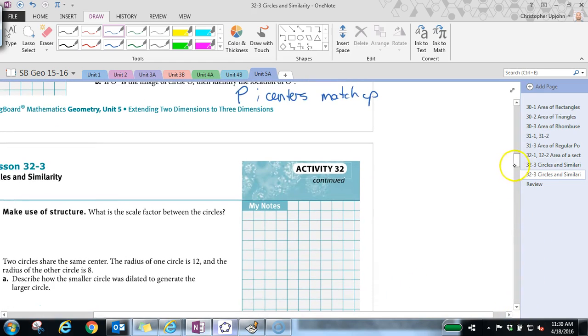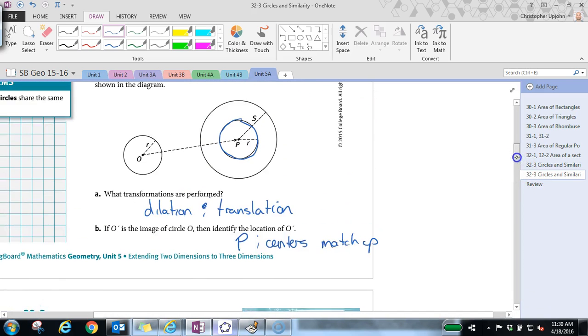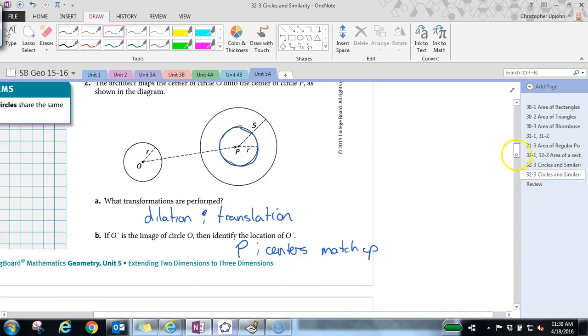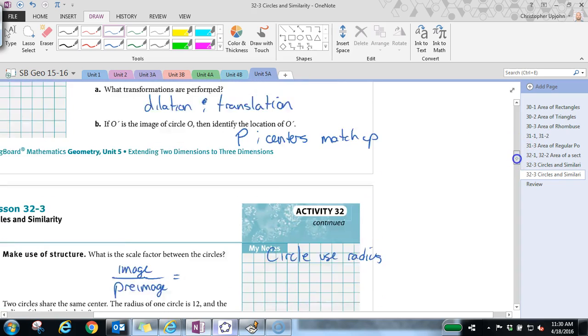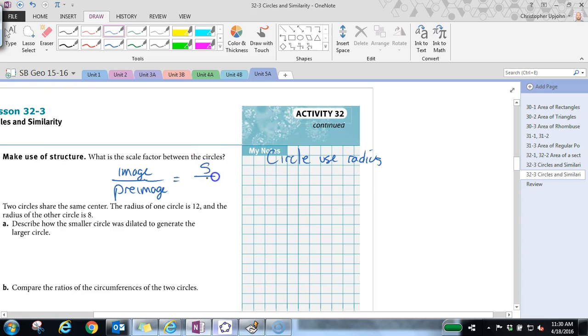What is the scale factor between the two circles? Remember, scale factor is image over pre-image. And since the only measurements we're talking about in a circle, we use radius. So our image is this bigger circle, radius S, and this pre-image is the smaller circle with radius R. So it is S over R.